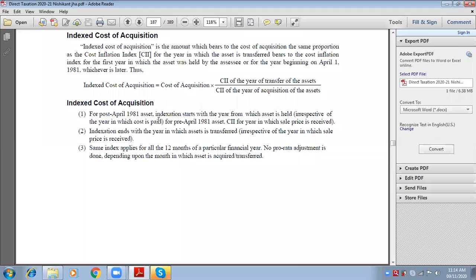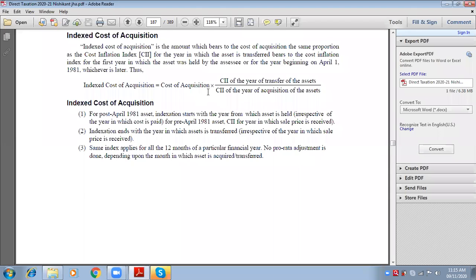Okay, when you solve the questions it will become more clear. For now just understand it. Indexation ends with the year in which the asset is transferred. We just discussed this. Once our asset is transferred, sold, the indexation also ends. Same index applies for all 12 months of a particular financial year. No pro rata adjustment is done depending upon the month in which the asset is acquired.